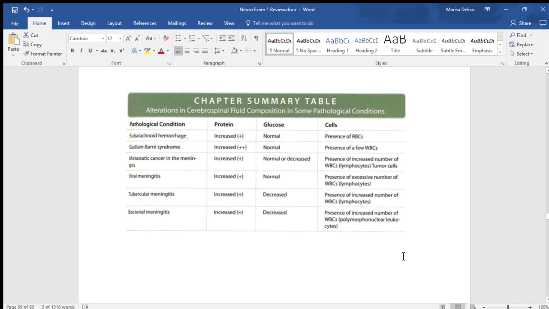Okay, this guy right here, I'm not gonna go into it because it's kind of just straight up memorization, but what I wanted to say was protein is increased in every lesion here, right? So keep that in mind.